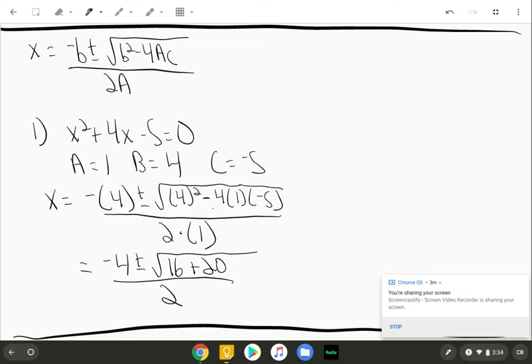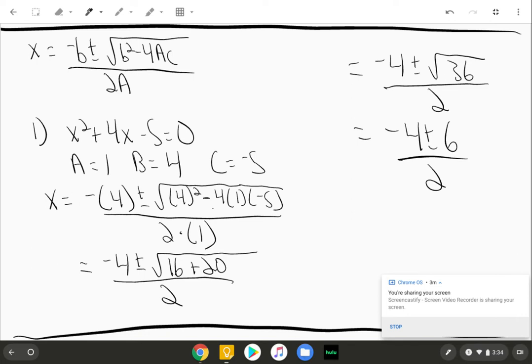All right, I'll continue that up here. So negative 4 plus and minus 16 plus 20. Okay, that is 36. So that becomes the square root of 36 divided by 2. And hopefully we realize that the square root of 36 is 6. So that gives me negative 4 plus and minus 6 over 2. And now it's just a matter of calculating that.